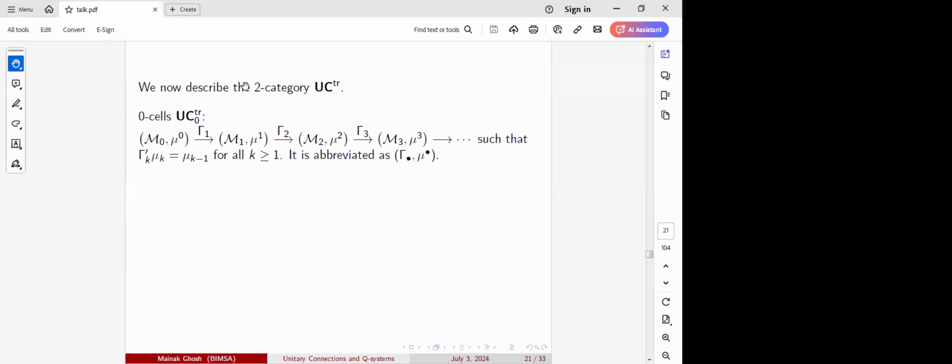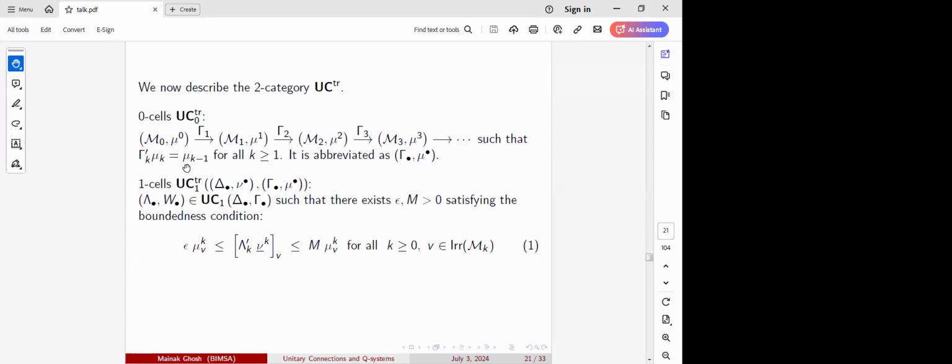Okay, so now we describe this two category of tracial unitary connections. As before, the zero cells will consist of chains of weighted finite semi-simple categories, where each gamma_k, in addition to being a star linear functor, the adjoint of gamma_k should also satisfy this condition that gamma_k prime mu_k is equal to mu_{k-1}. Now suppose we have two zero cells, delta and gamma, then one cells in UC trace will consist of those one cells in UC such that this boundedness condition is satisfied for every k.